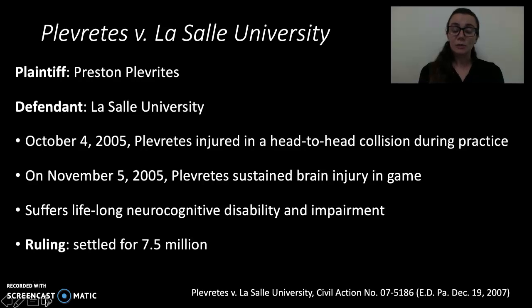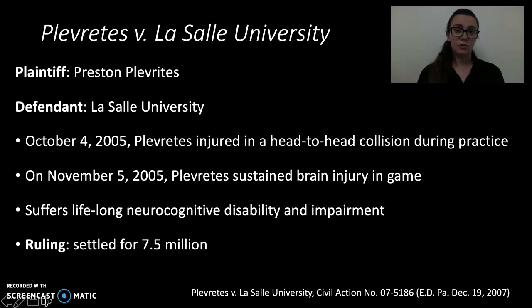Plevrides versus LaSalle is a really interesting case. This was a case of a college football player who suffered a head-to-head collision during practice, resulting in a concussion. They had symptoms that they reported to their athletic trainer, who referred them to the student health center, where they were seen by a nurse who diagnosed Plevrides with a concussion. However, 2 days after the diagnosis, they were released for return to play. Despite still being symptomatic, 1 month later, Plevrides sustained a brain injury during a game where he tackled a punt returner. During that collision, he was rendered unconscious and convulsing on the floor.